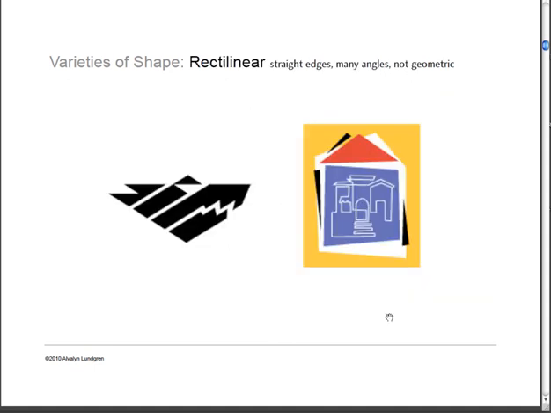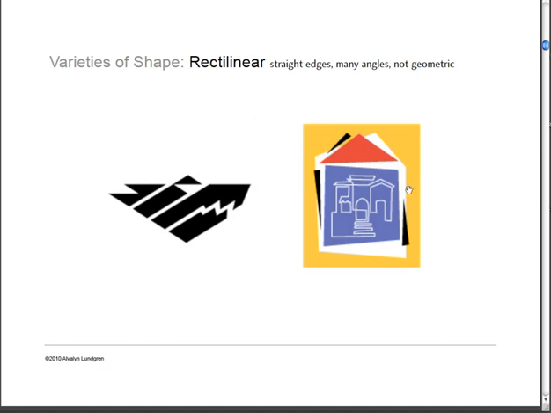Rectilinear shapes are not geometric, but they have all straight edges, and that leads to a wide variety of options. This is from a logo, and we notice that the various angles and so forth don't add up to 360 or 180, and that they kind of go off in directions as needed. So this is not mathematically contrived in terms of being exact and measured, but it is rectilinear.